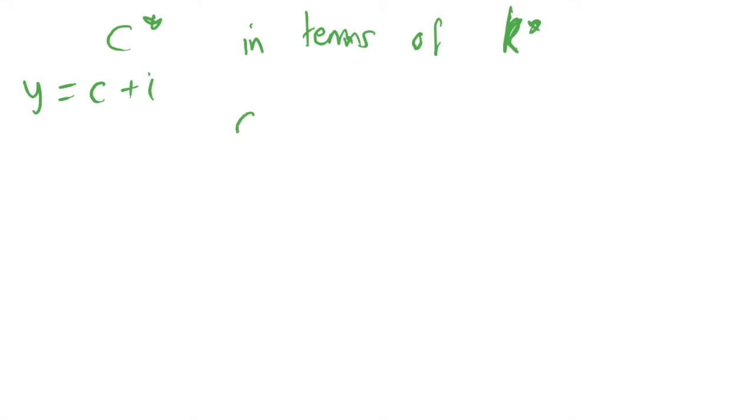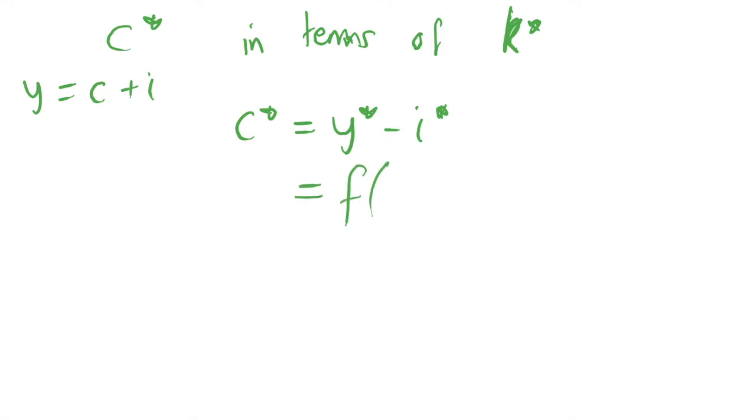So to start finding it, we want to first express C star, our consumption at steady state, in terms of K star, our steady state level of capital per capita. So we have our national income identity, y equals C plus I. So we're going to rearrange that and put it at the steady state levels. So we get a function in terms of consumption.